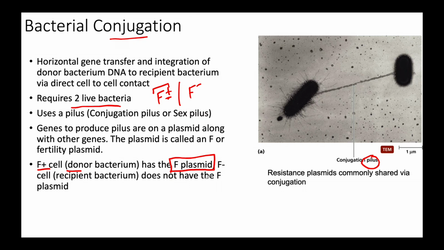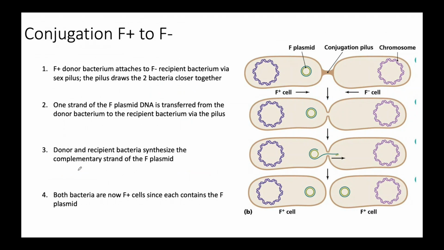It turns out that there's two modifications of conjugation that we're going to go through, but everything that I've said so far applies to both forms of conjugation. You always have an F plus and an F minus. The F plus has the plasmid. The F minus doesn't have the plasmid. And it's the F plus that's going to be the donor, which means F minus is the recipient. Okay, so one example is just as I described. It's an F plus to an F minus. And so there's a series of steps that's going to happen.